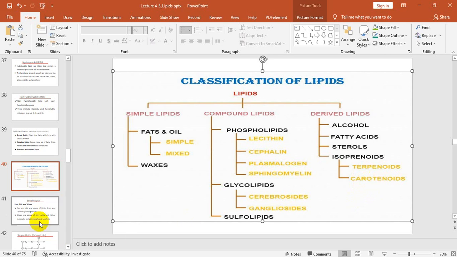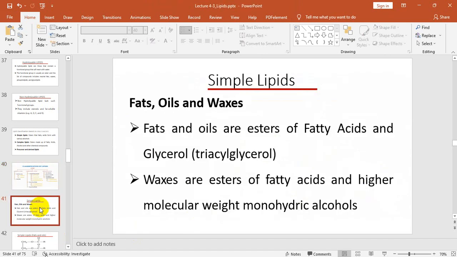Okay. So simple lipids are fats, oils, and waxes. Fats and oils are esters of fatty acids and glycerol. Fatty acids joining with glycerol will give us triglycerol, as we saw earlier on. Waxes are esters of fatty acids and higher molecular weight monohydric alcohols.